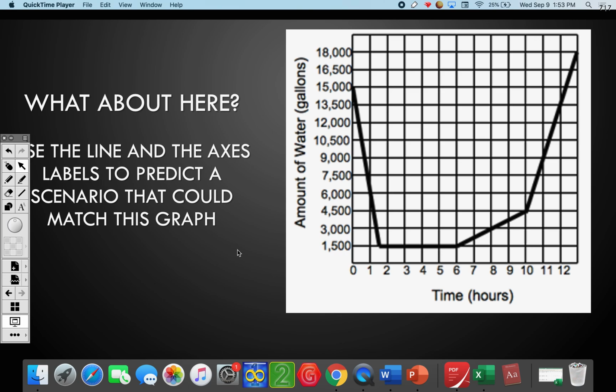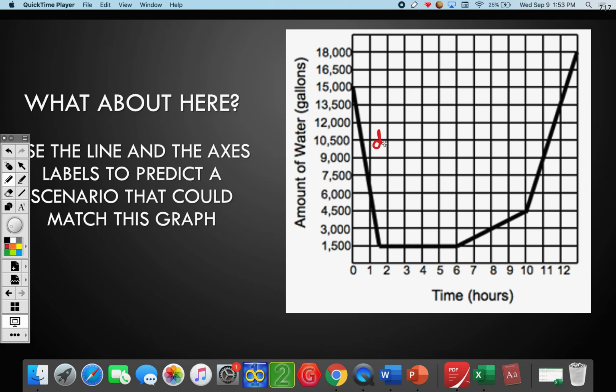All right, so what about this one? We're going to look at our independent and dependent variables. The independent variable is our time in hours. Our dependent variable is the amount of water in gallons. Someone noticed very quickly that it went down very fast. So the amount of water goes down very fast.